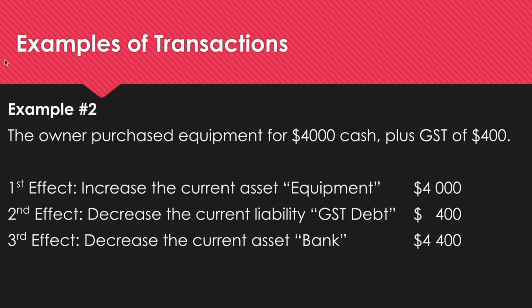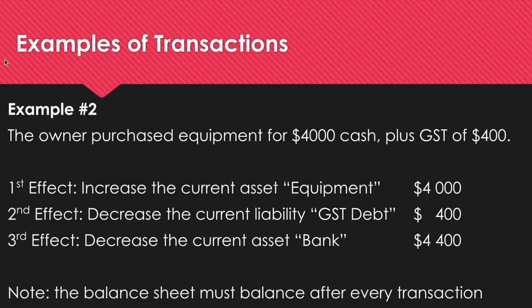So we'll have a look at the balance now. Note that the balance sheet must also balance. When you have the first effect, which is a 4,000 increase, you're also going to have a decrease in the bank by 4,400. That's going to result in a negative 400 balance on the asset section. And of course, with the GST debt on the right hand side, it's also going to be a negative 400 balance. So pretty much it balances out.